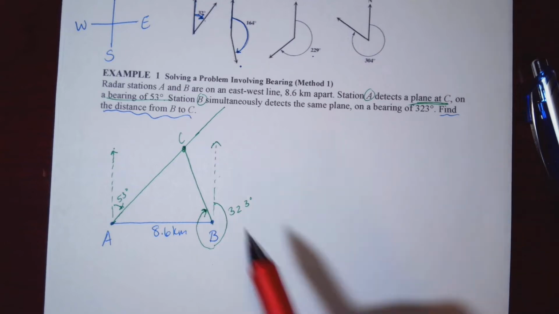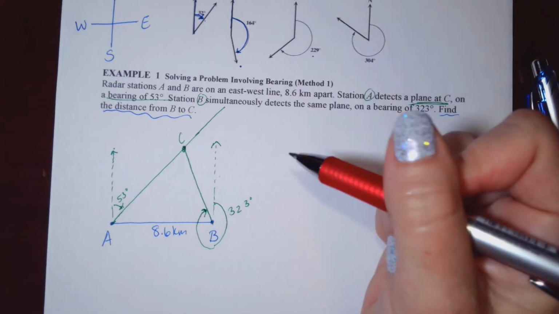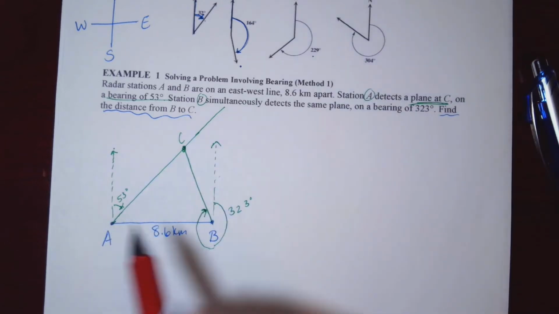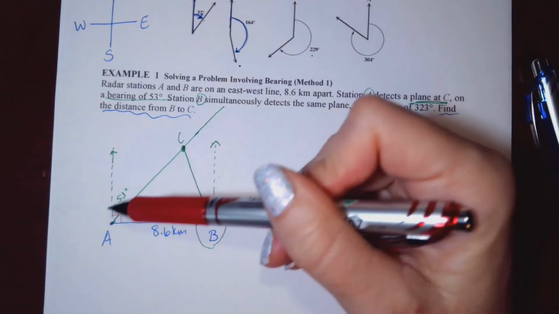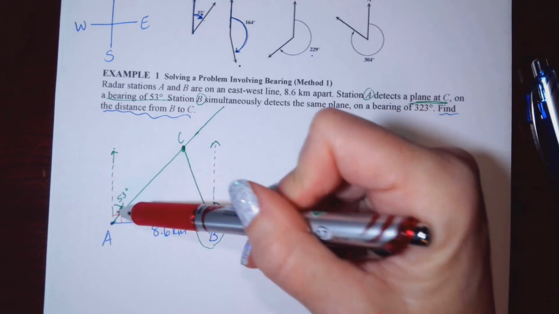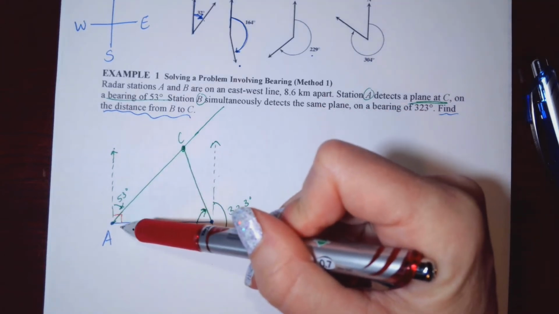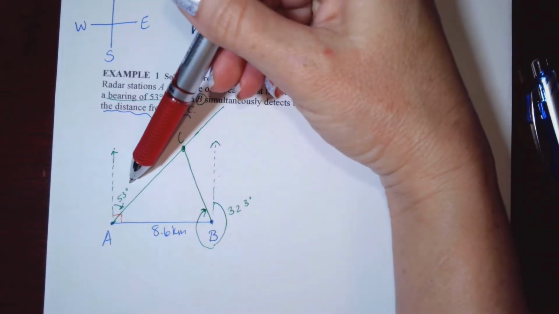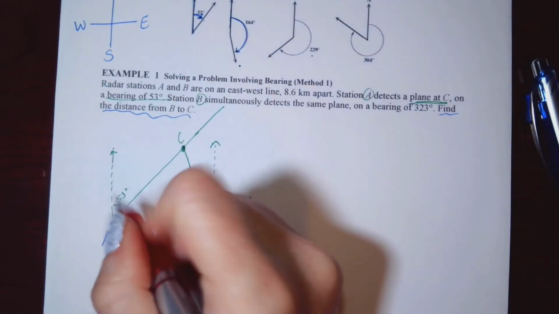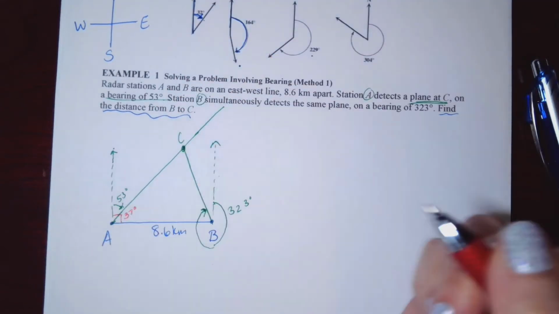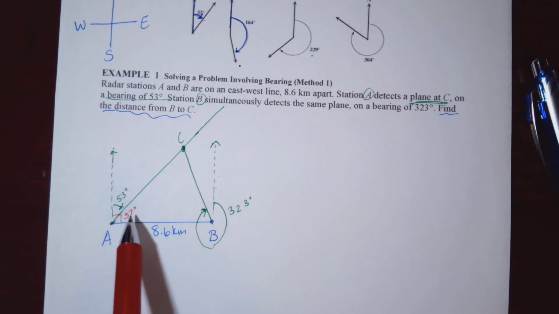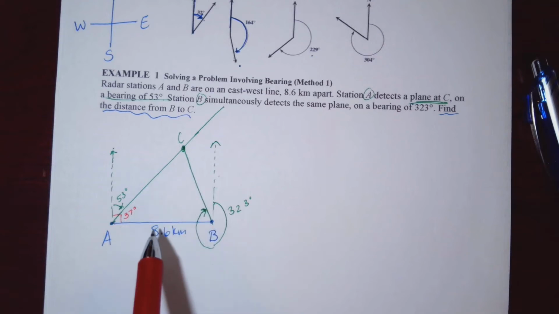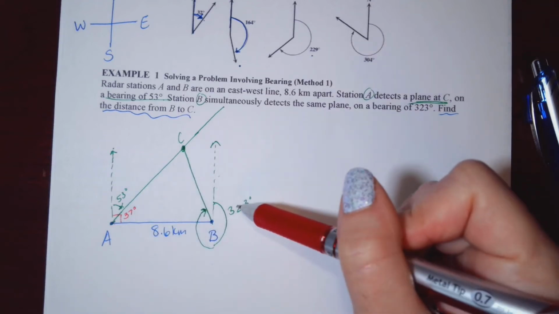So let's calculate some things that we know. For example, over here, if A and B are on an east-west line, and I measure my bearing from due north, that means this is a right angle. If this bearing angle is 53 degrees, then the angle inside the triangle is going to be 37, because that's a right angle. So note, the 53 degrees is not an angle inside my triangle that I formed. What about over here?